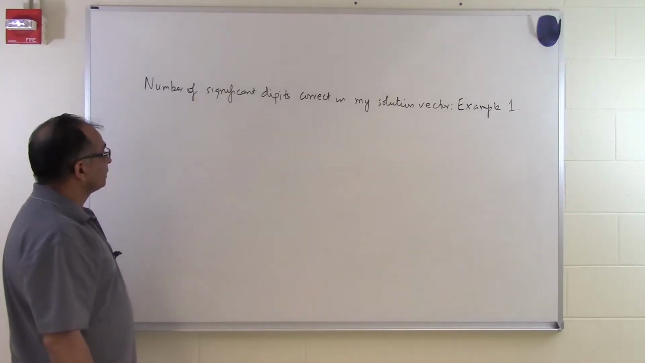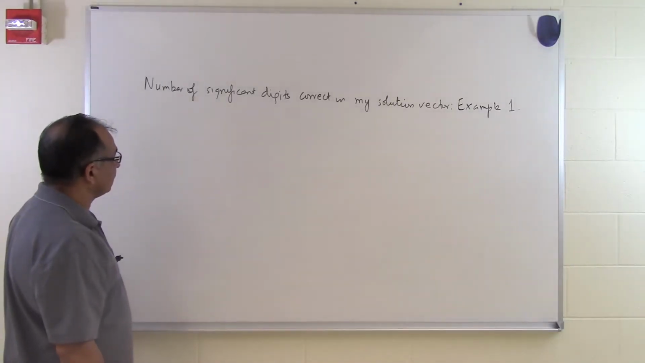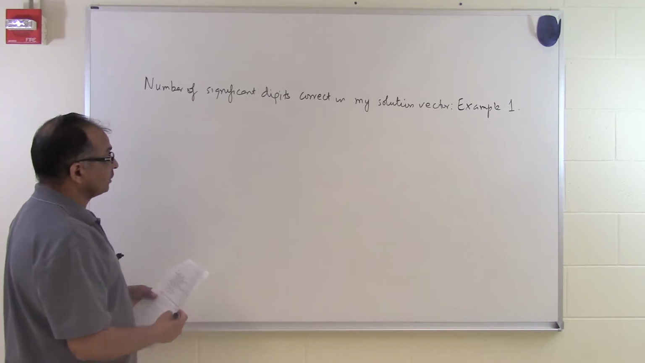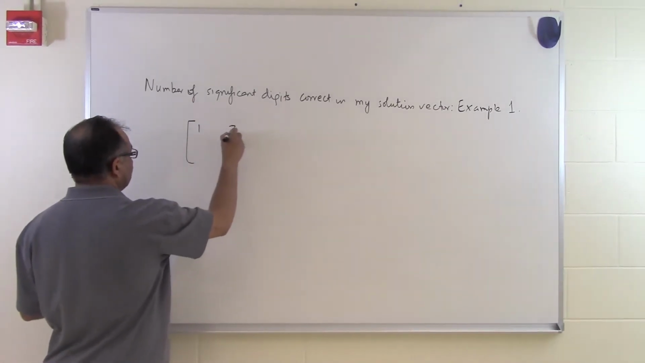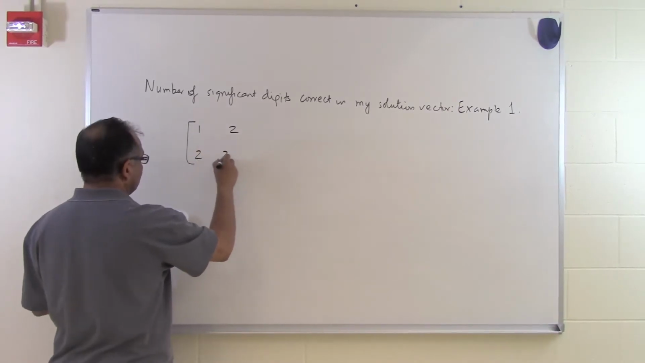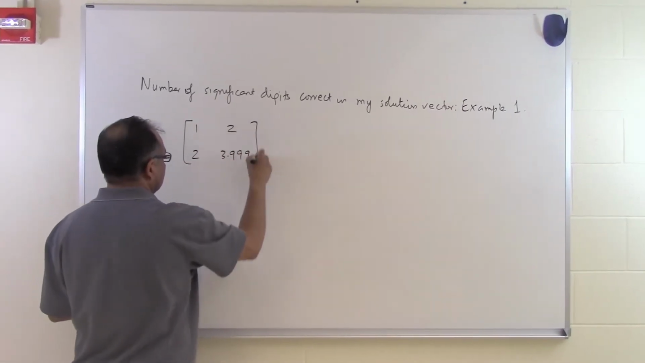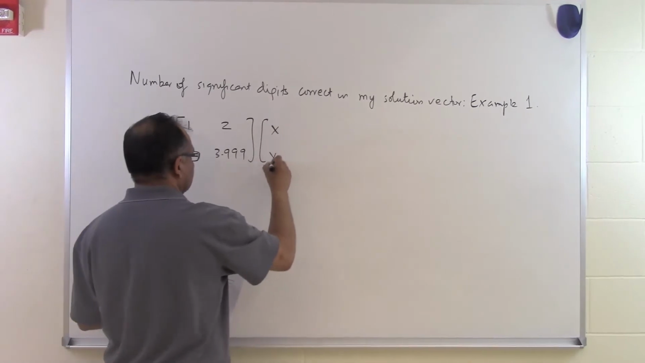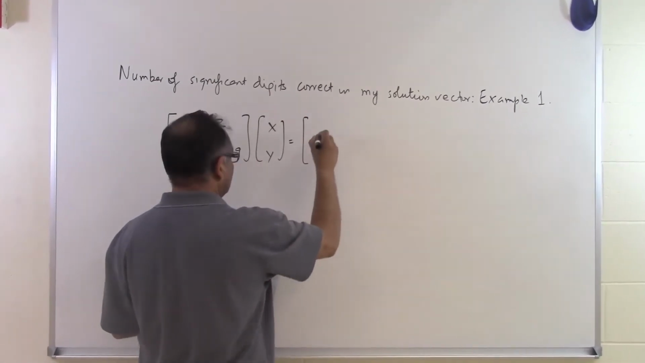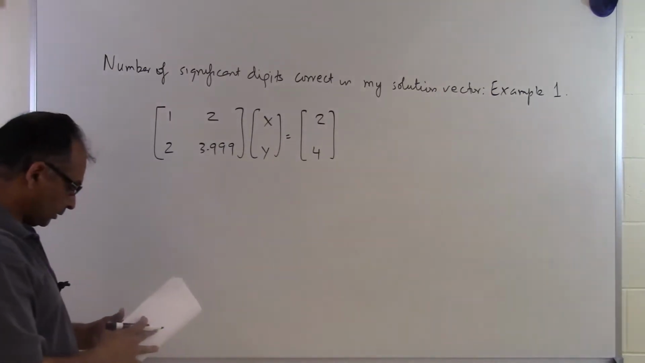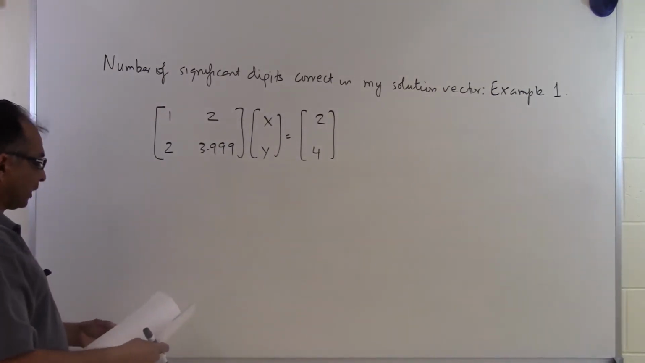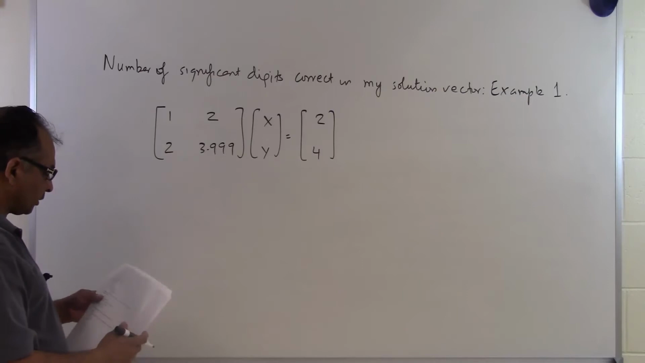In this segment, we'll take an example to see how many significant digits we can trust in our solution. Let's suppose somebody gives you a set of equations like this: 1, 2, 2, 3.999, times x, y, is equal to 2, 4. And somebody says, hey, I'm going to find the solution for this set of equations. Can you tell me how much I can trust the solution?